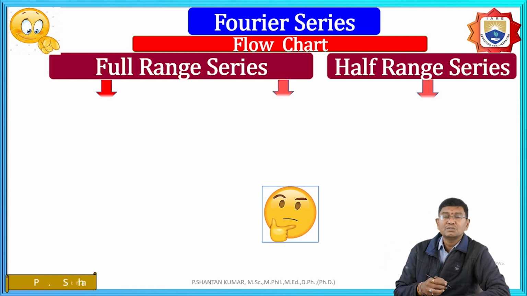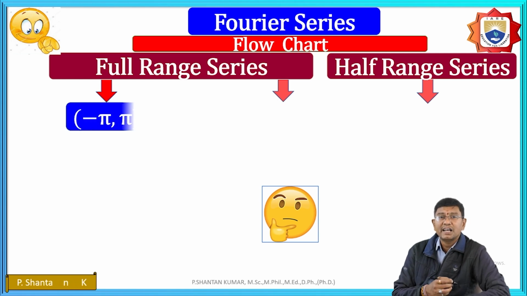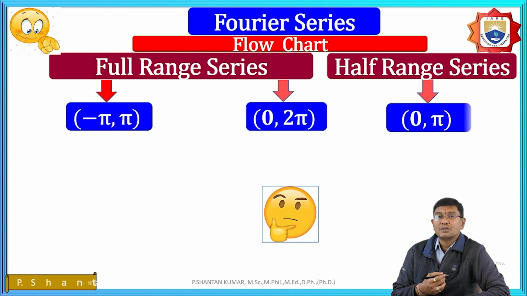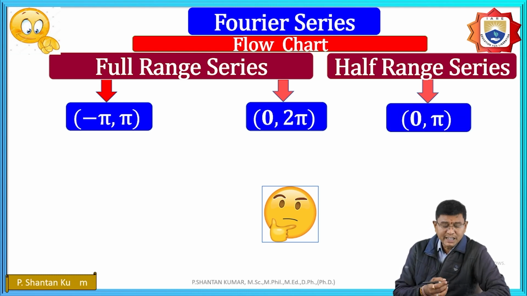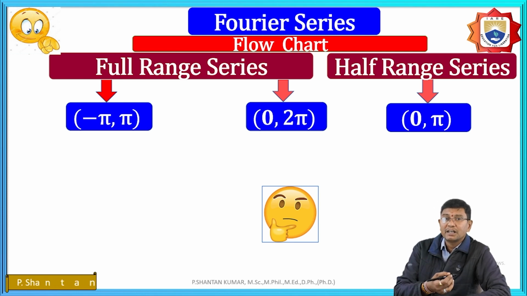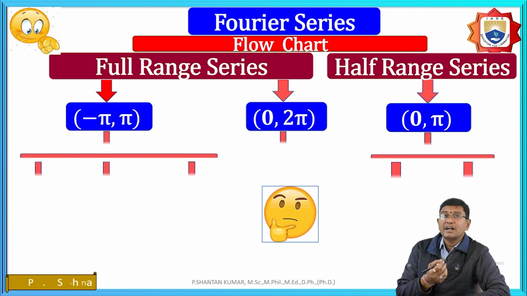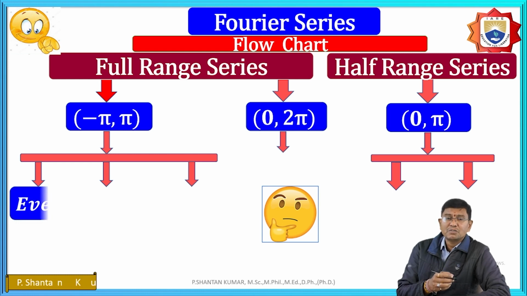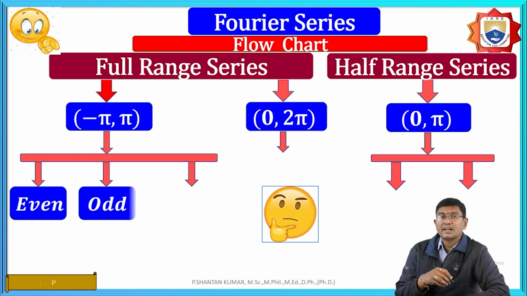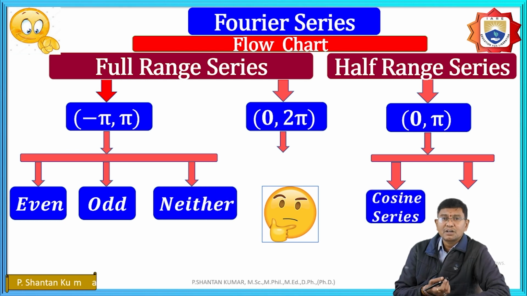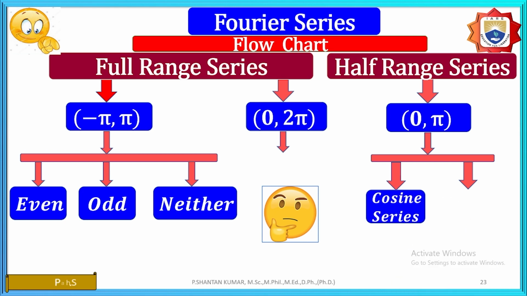That means the full range series is divided into minus pi to pi and 0 to 2 pi, and the half range series is the 0 to pi condition only. Under the limits minus pi to pi, when we observe any given problem, we need to identify whether the function is an even function, an odd function, or neither. Under 0 to 2 pi, there are no such conditions, but for 0 to pi, the problem is based on either the cosine series or the sine series.